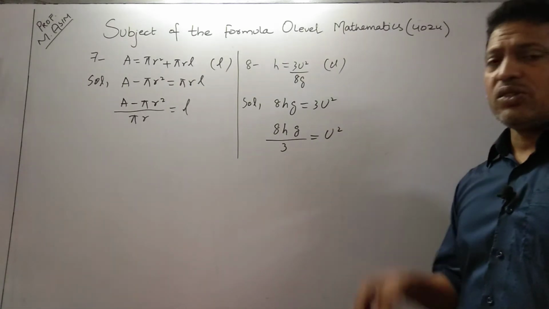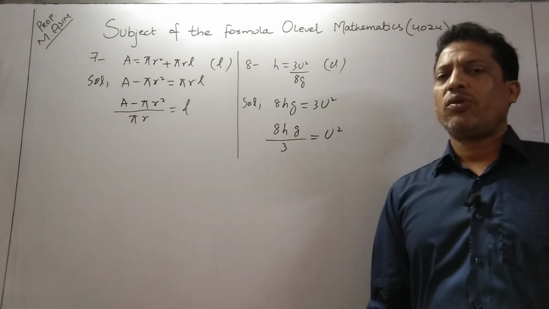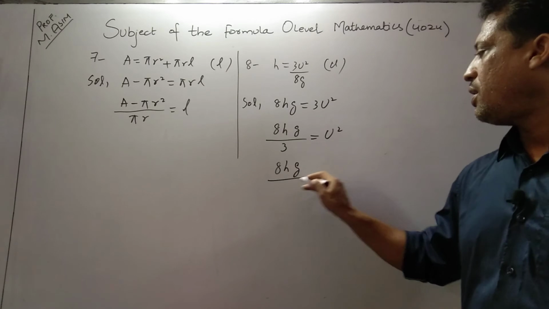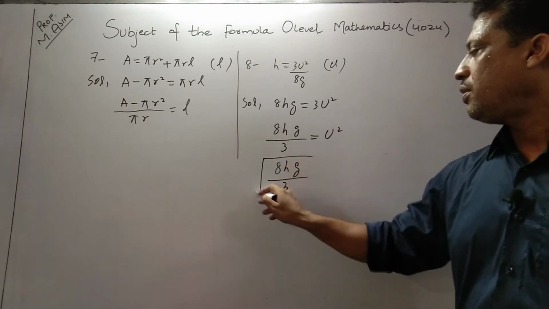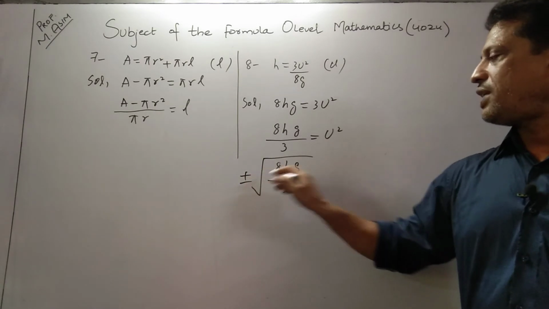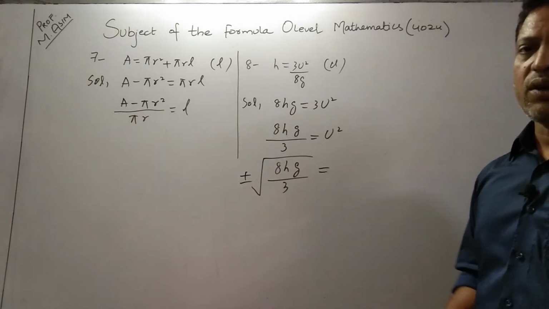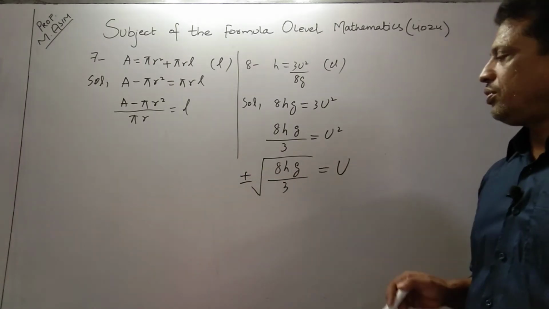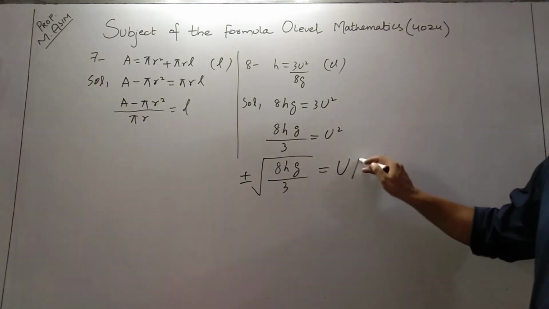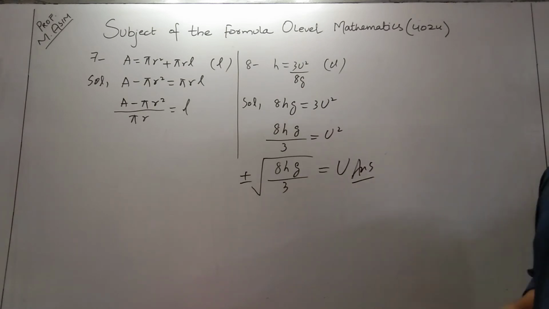To eliminate this square we have to take the square root on both sides: u is equals to the square root of 8hg upon 3. Whenever we take the square root on both sides we should place a plus minus sign, and the square root of u square is u. Now our requirement has been fulfilled, u becomes the subject of the formula. This is our final answer.